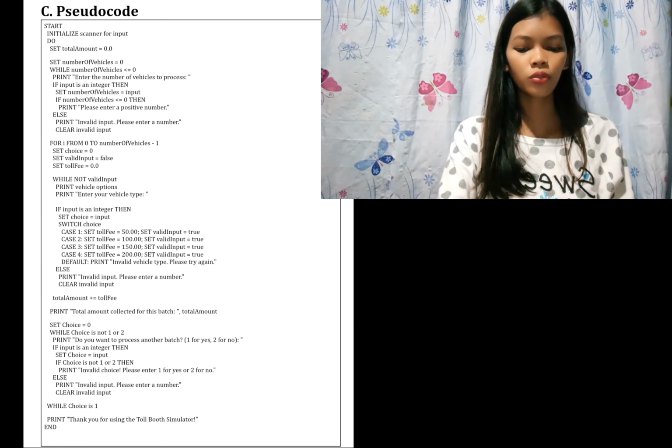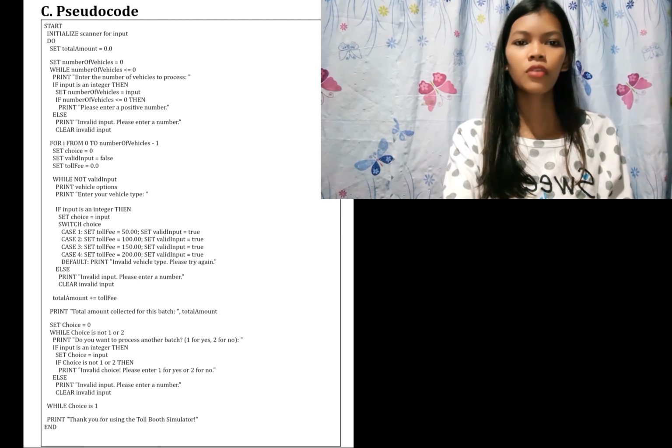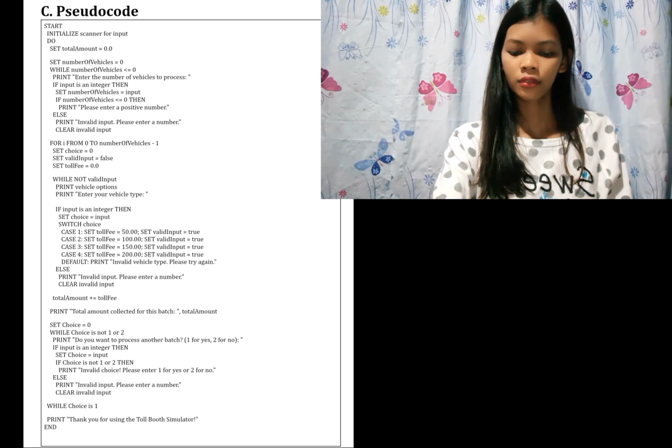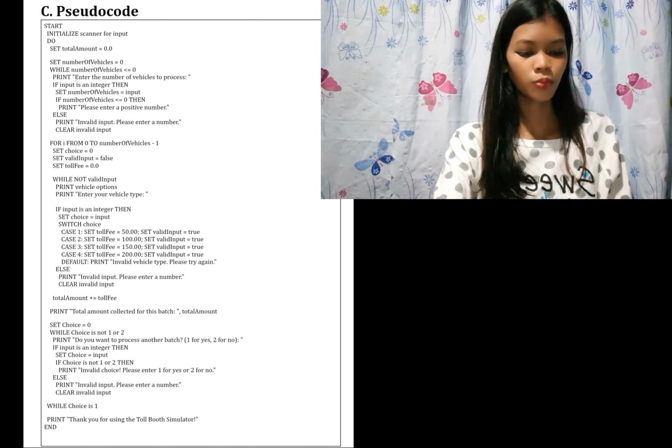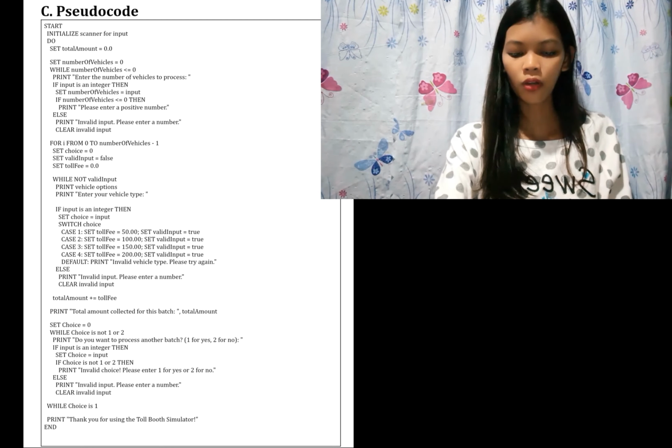While choice is not 1 or 2, after a batch is processed, the program asks the user whether they want to process another batch. The user can input 1 for yes to process another batch, 2 for no to exit the program. If the input is invalid, the user is prompted to try again. Print thank you for using the toll booth simulator when the user decides to stop processing more batches. The program prints a thank you message and ends.